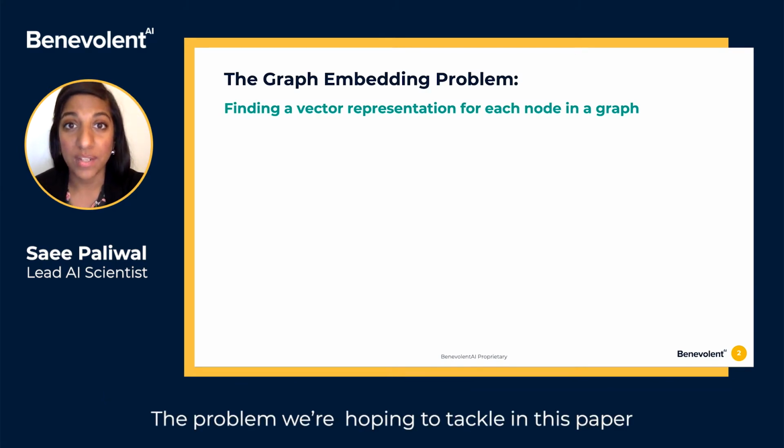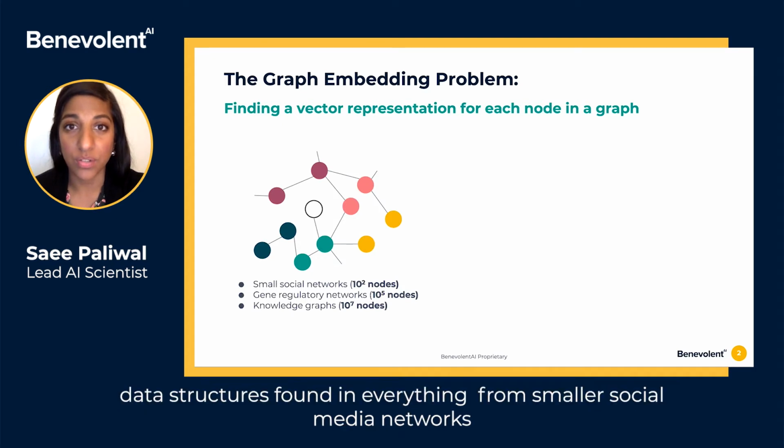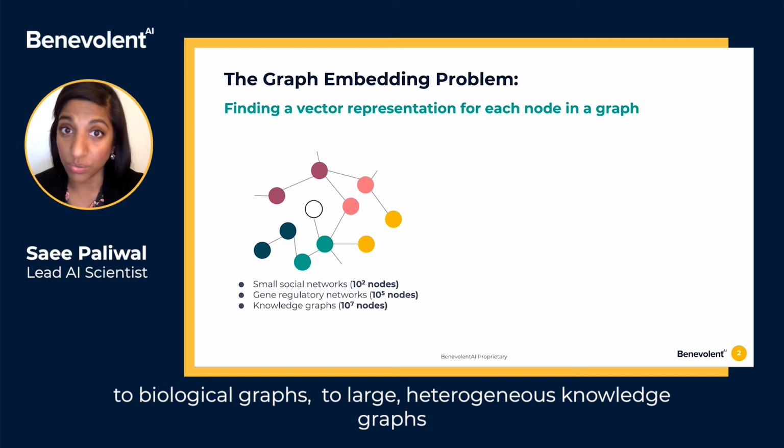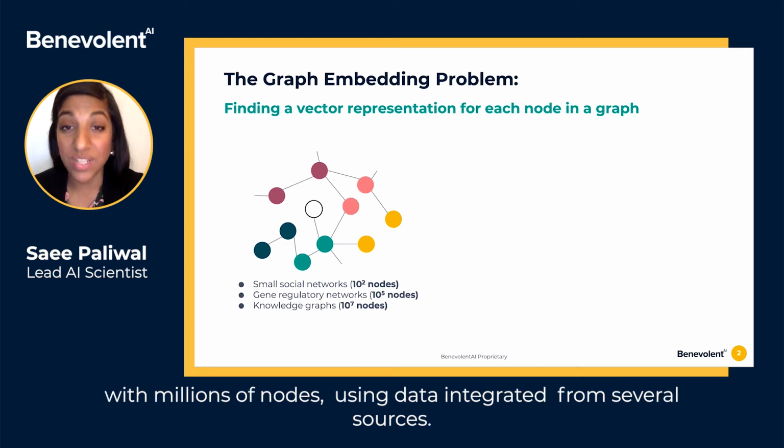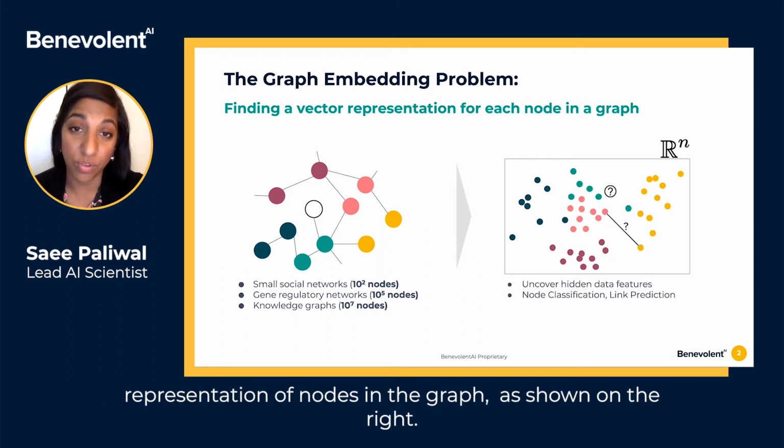The problem we're hoping to tackle in this paper is the graph embedding problem. Graphs are ubiquitous data structures, found in everything from smaller social media networks to biological graphs to large heterogeneous knowledge graphs with millions of nodes, using data integrated from several sources. In order to learn and infer on graphs, we'd like to find a vector representation of nodes in the graph, as shown on the right.